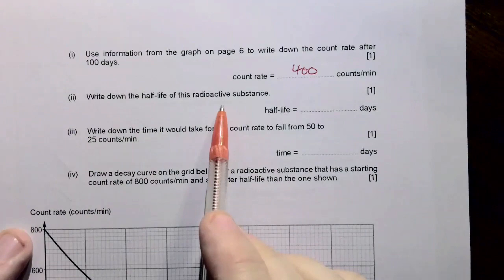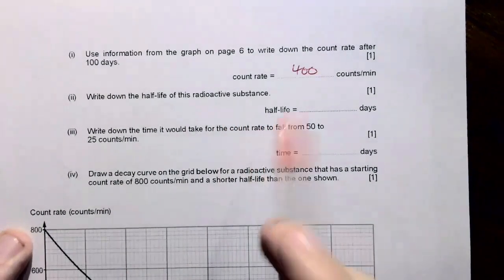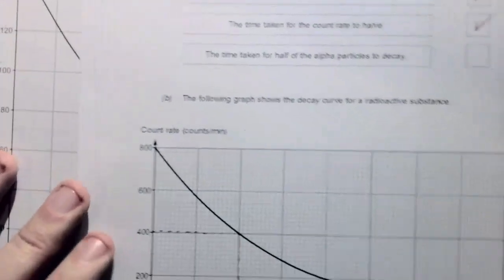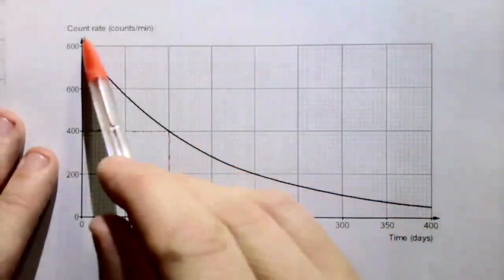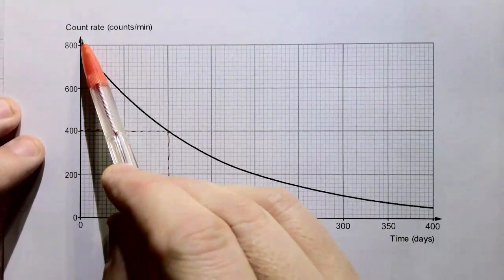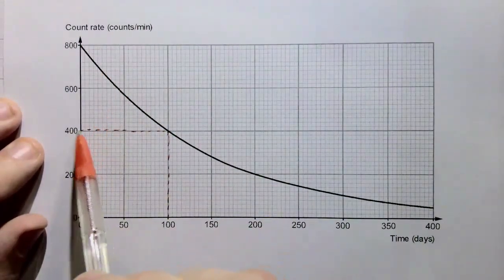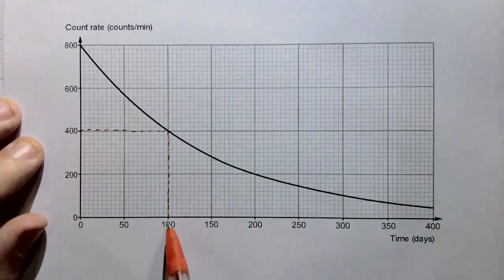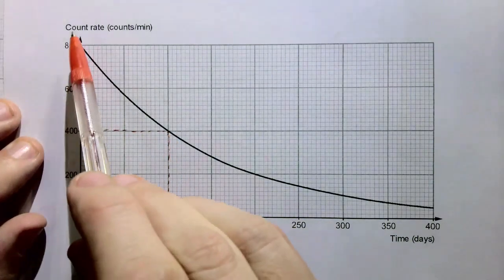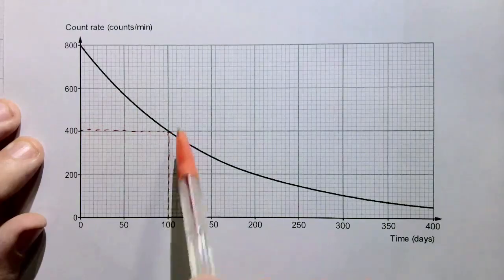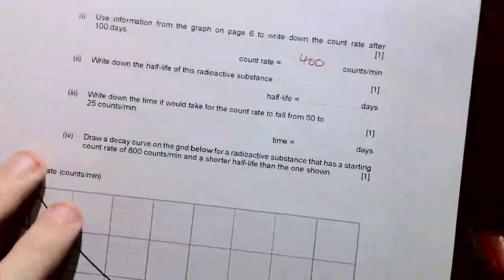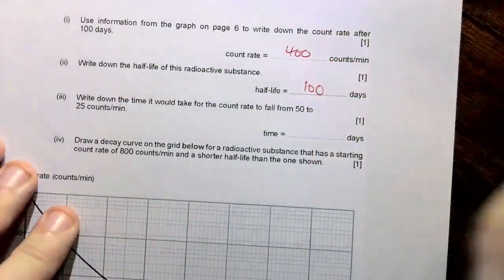Write down the half-life of this radioactive substance. So the half-life is the time it takes to go down by half. And look how sneaky this is, because if it starts at 800, the time it takes to go down by half, well, it's going to go from 800 to 400, and we just worked that out. That took 100 days. So the half-life, it goes from 800 to 400, and that takes 100 days. So that is going to be 100.